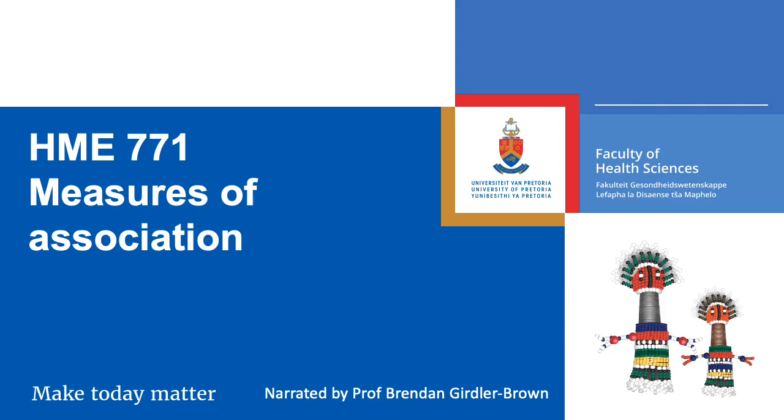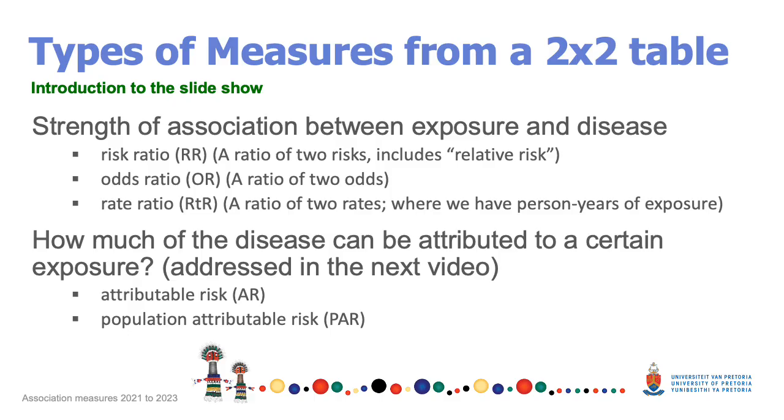We're now ready to learn about different measures of association. Once we've populated our 2x2 table, there are all sorts of useful measures that we can then calculate using the numbers in the four cells. In this video, we're going to learn about measures that look at the strength of association between exposure and effect, or exposure and disease. These include the risk ratio, the odds ratio, and the rate ratio.